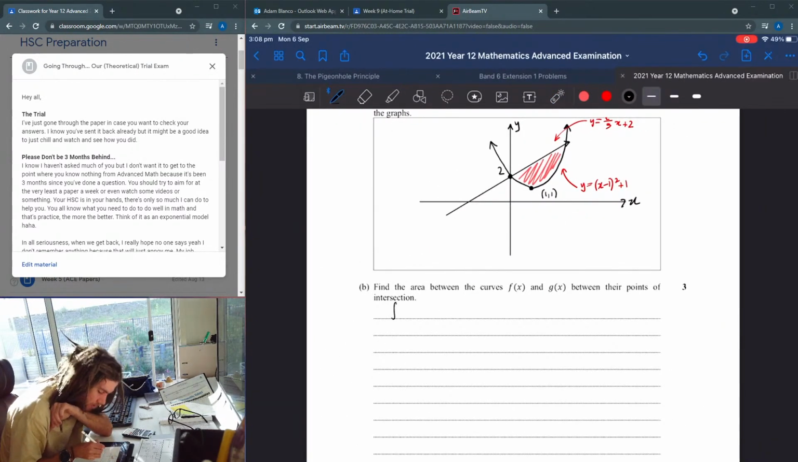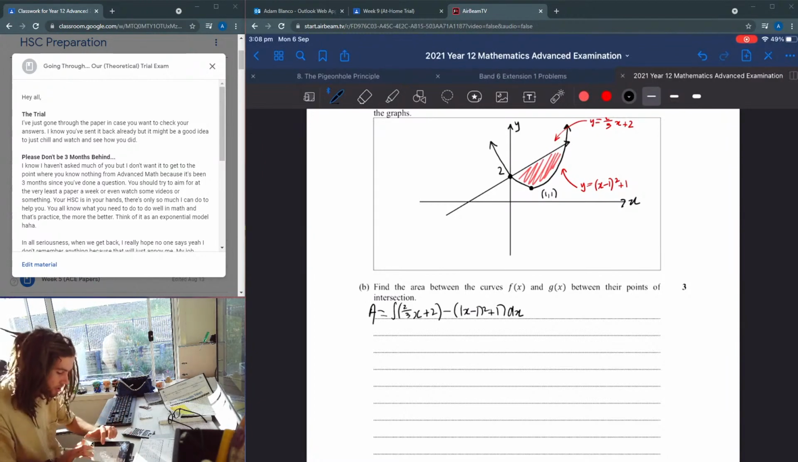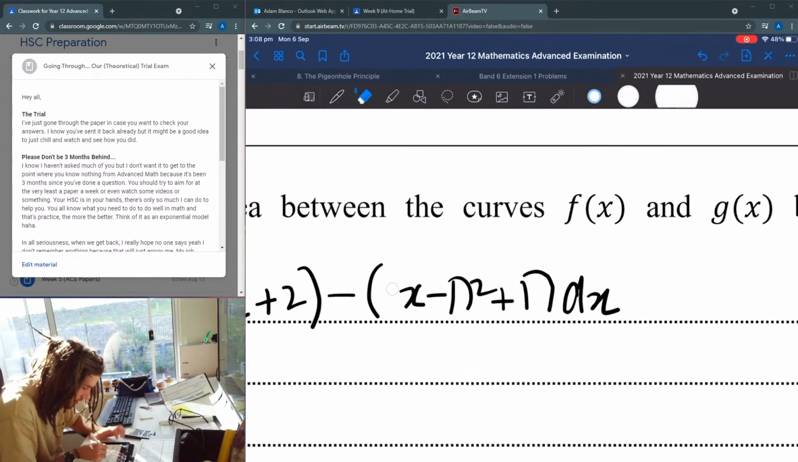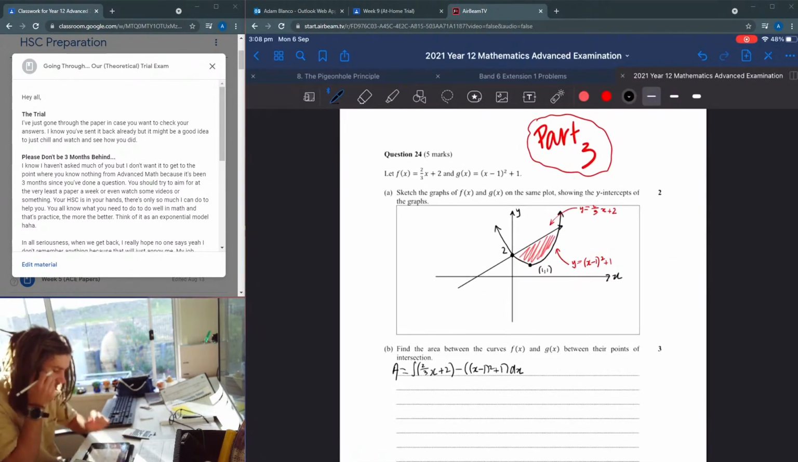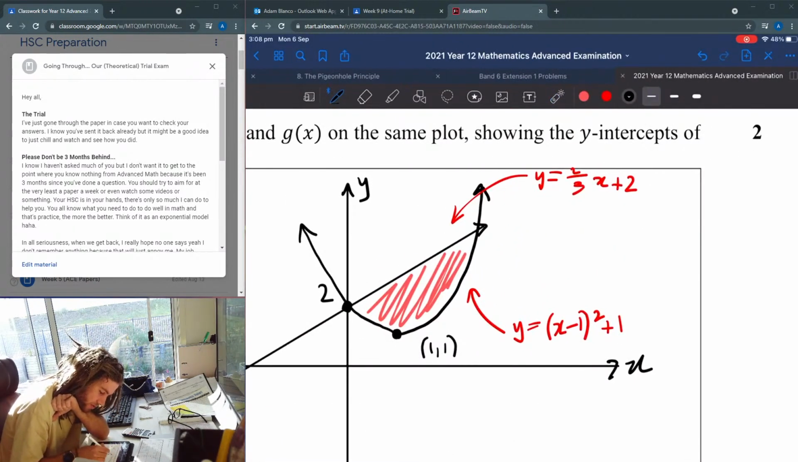Okay, so I've got to do the integral of, and I'll use brackets, 2 on 3x plus 2 minus (x minus 1) squared plus 1. Excuse me. Okay, so that'll give me the area. Now, I need to be able to do it. I need to find my area between this value and this value. So in other words, I need to know what this value is.